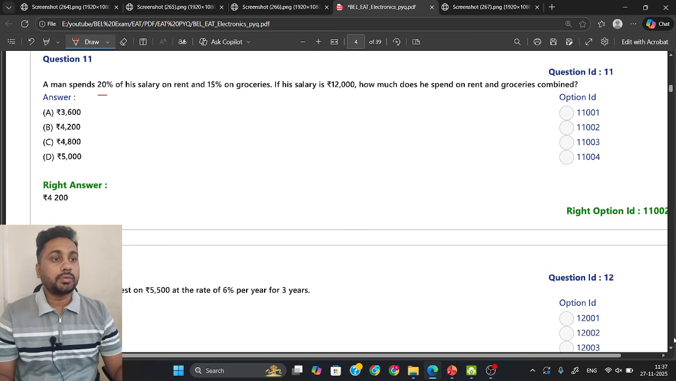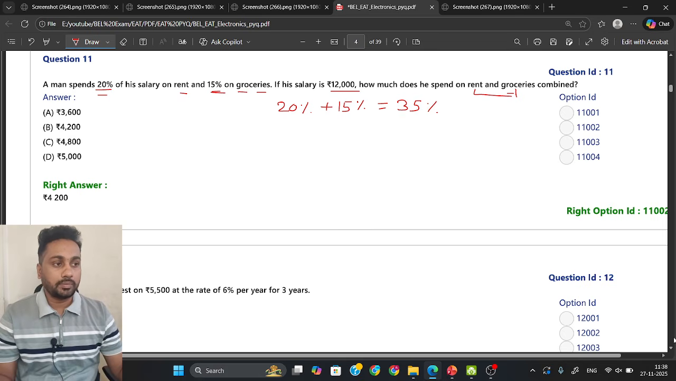Amin spends 20% of his salary on rent and 50% of it on grocery. If his salary is 12,000, how much does he spend on rent and grocery combined? So he is asking how much he spent on rent and grocery combined. So 20% he is spending on rent, plus 15% he is spending on the grocery. So total is how much? 35% he is going to spend from the salary.